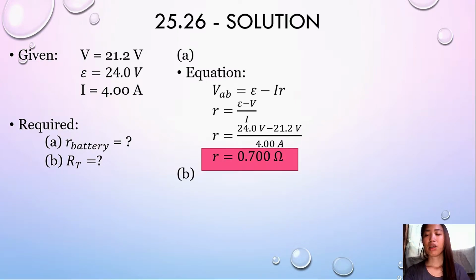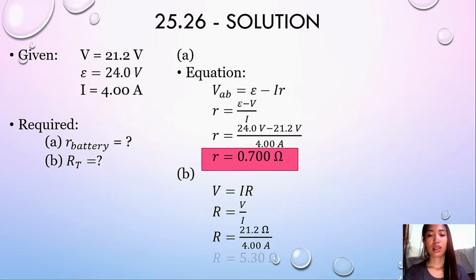In letter B, the terminal voltage represents the voltage drop due to the external resistance capital R, where the voltage across this resistance is the terminal voltage, and the current through it is 4 amperes as for the circuit. So we can apply equation 25.9 of Ohm's law to get the resistance R by using the values of V and I. That is 5.3 ohms.